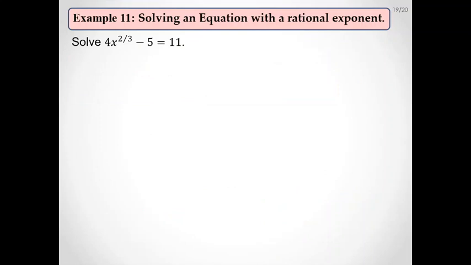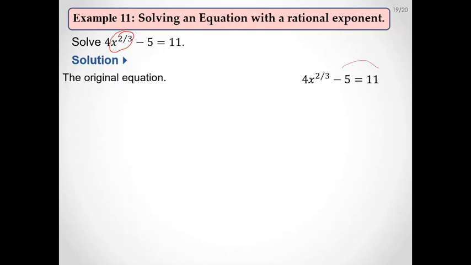Now let's look at this example. Solve 4 times x to the 2 thirds minus 5 equals 11. The first thing you have to do is isolate this term here. How can you do that? Send this one to the other side and divide by 4. So isolate the variable. When you send this to the other side, you get plus 5, so it makes 16, and divide both sides by 4, and you end up with this.